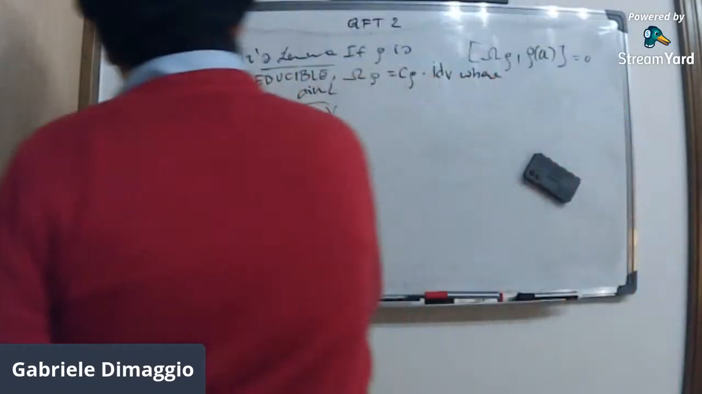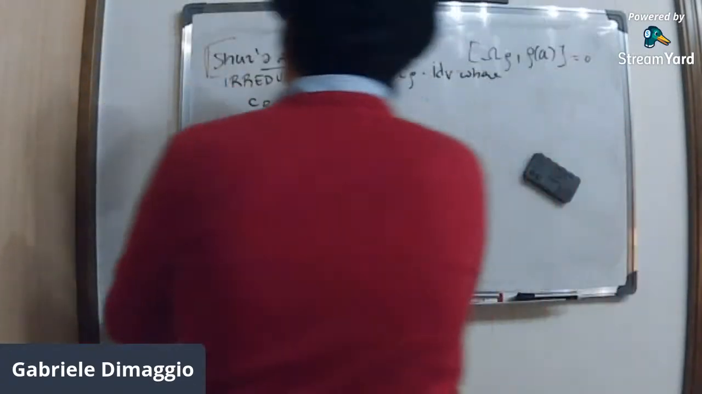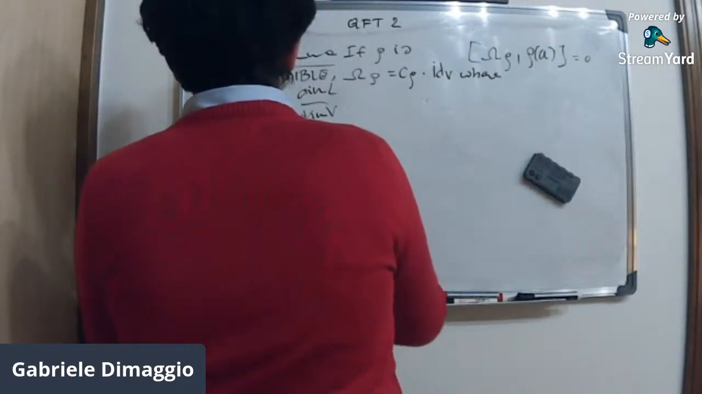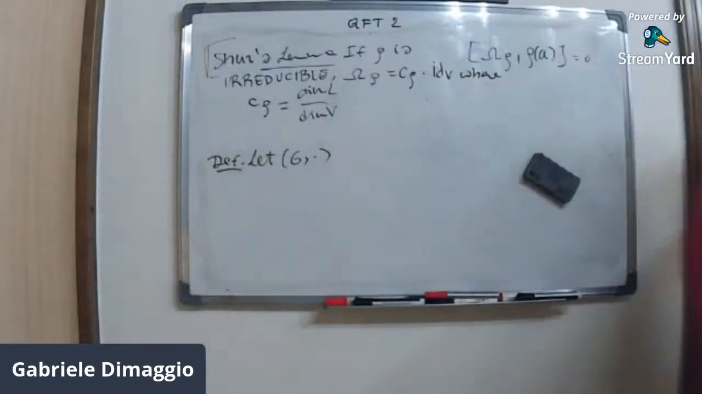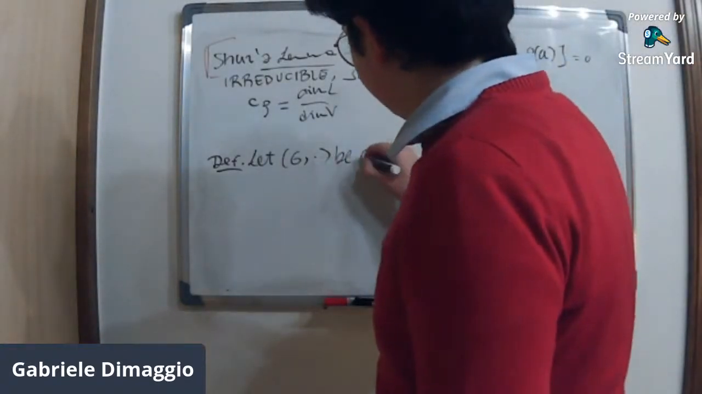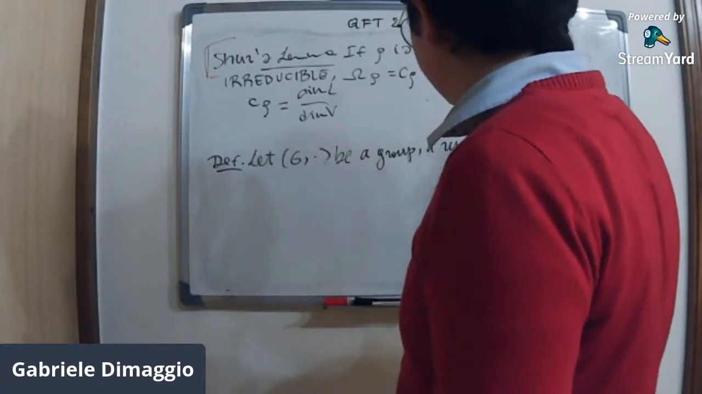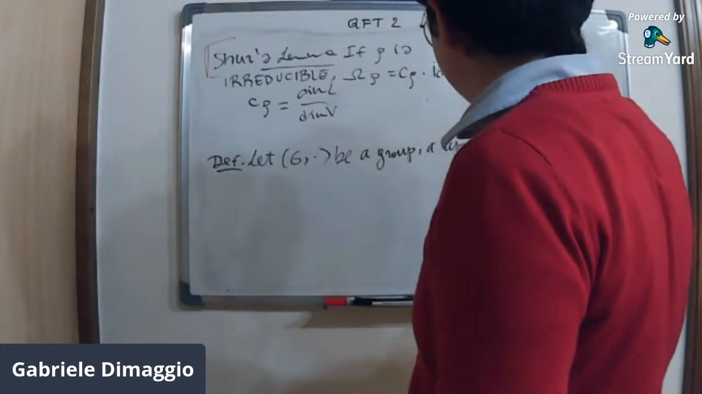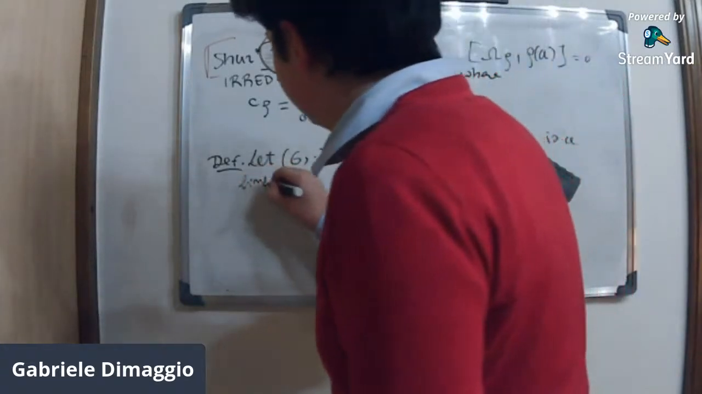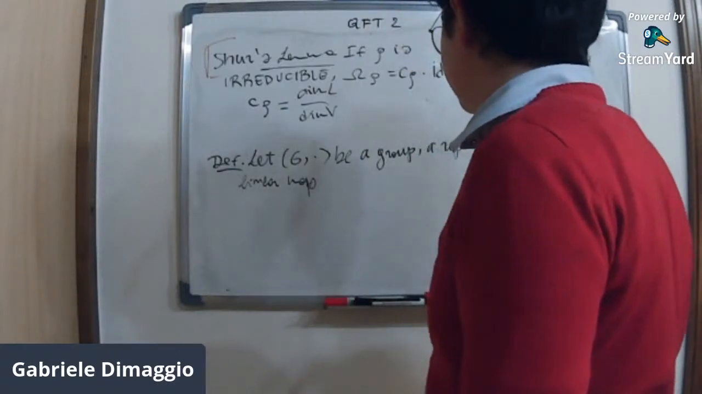So, definition. Let G, with a group operation, be a group, and a representation is a linear map of this kind.